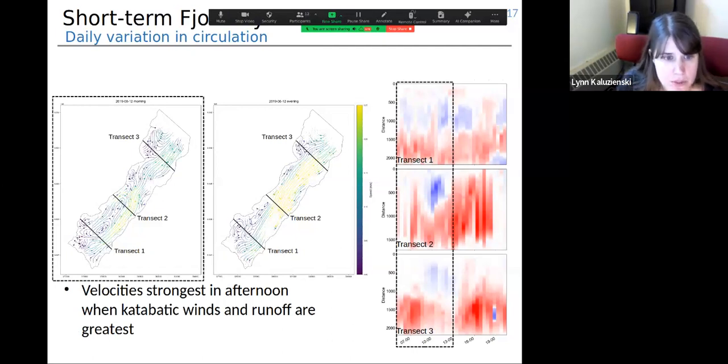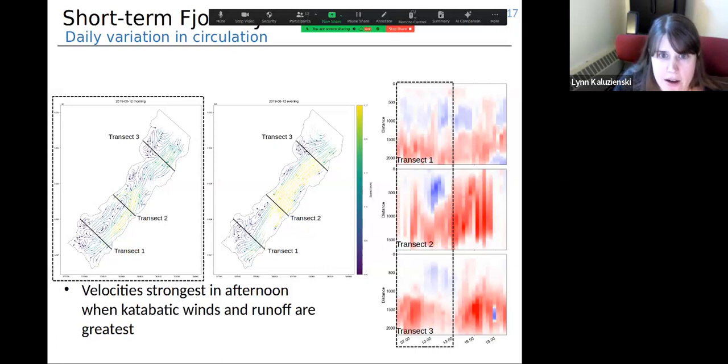I also picked out 3 different transects across the fjord to look at the downfjord flow across those different areas. On the left, we have the hourly flow for these transects versus their distance across the fjord. For example, you can pick out maybe this eddy over here. Whenever you have negative velocities, you have flow that's going upstream, and that's an indication of an eddy.